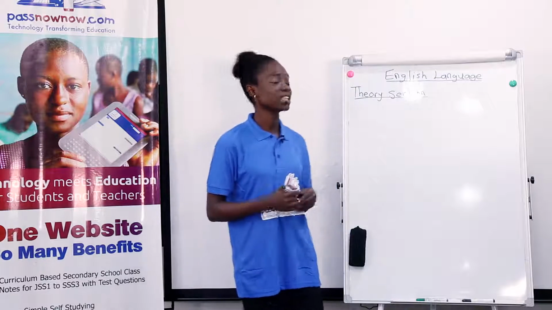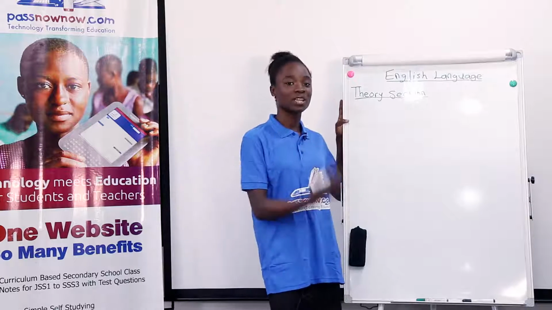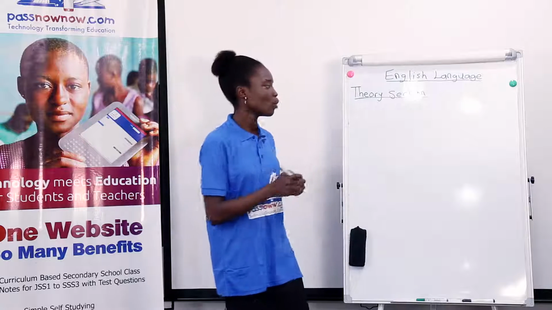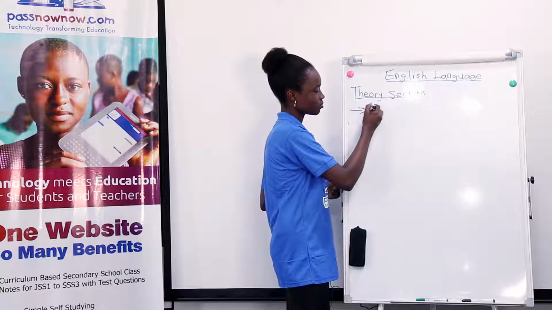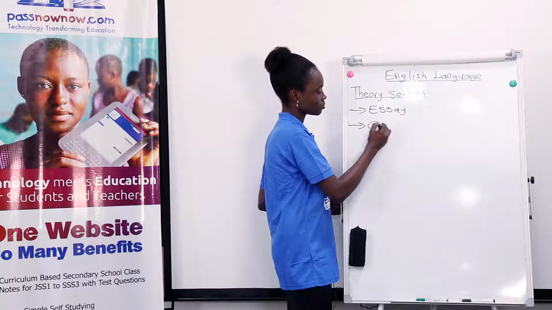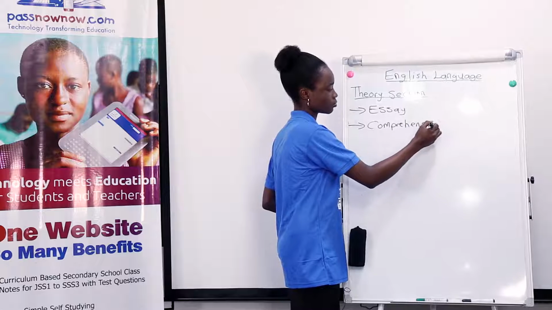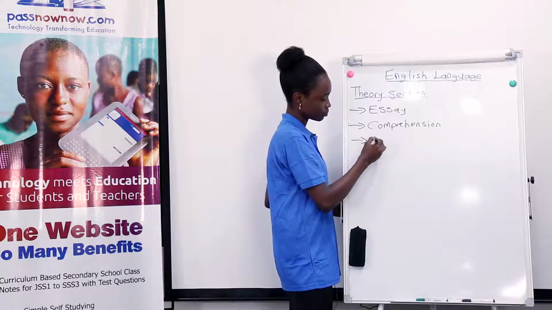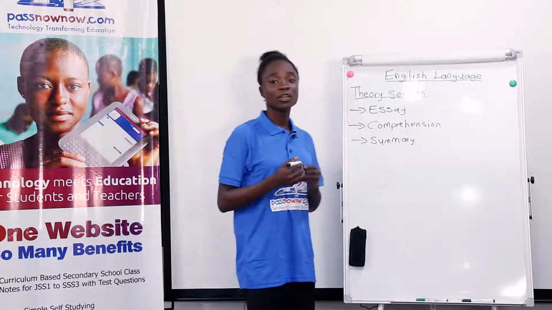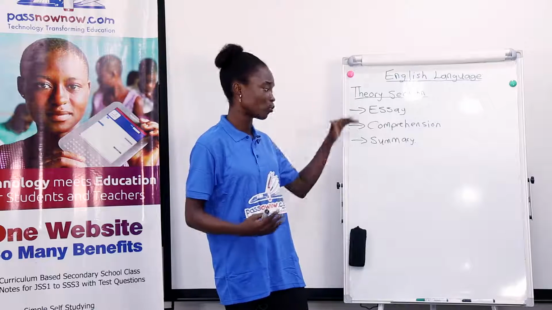So today we'll be looking at English language and we'll examine the theory section of the examination. The theory section of WAEC examination is divided into three. We have the essay section, we have the comprehension, and we have summary. But for today, we will look at the essay section, while in subsequent classes, we'll examine the comprehension and summary.